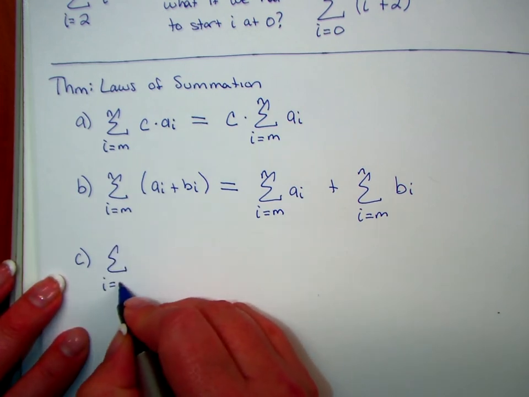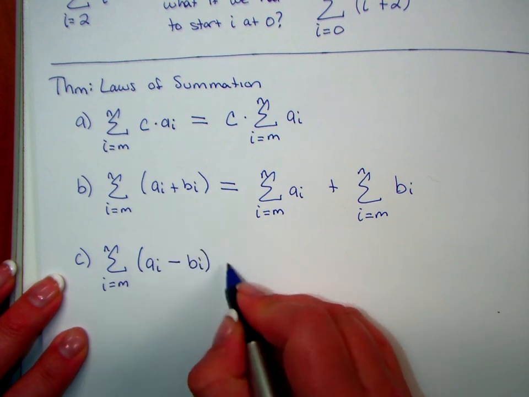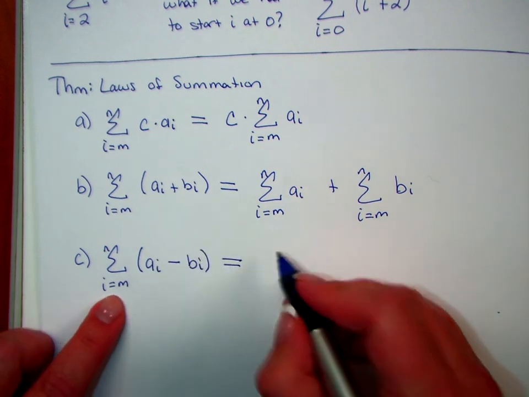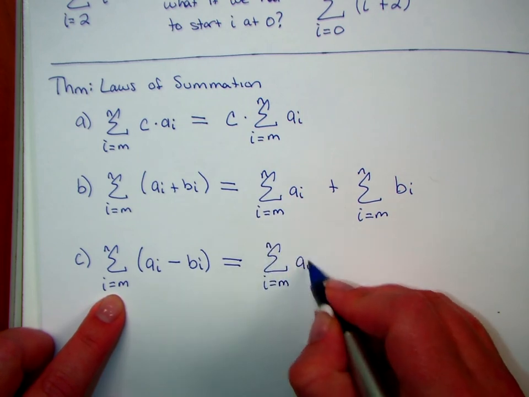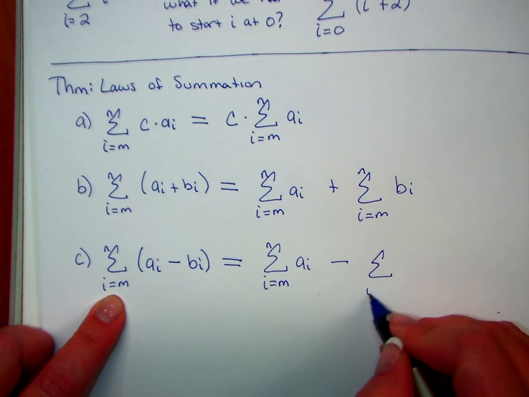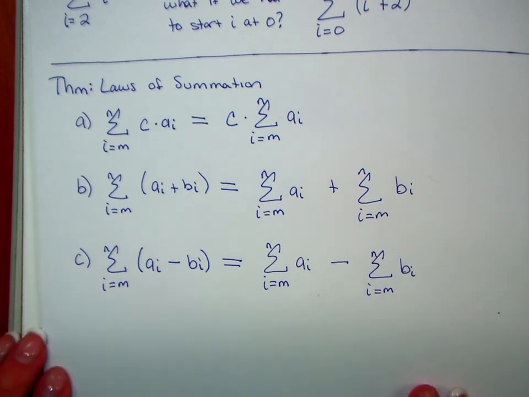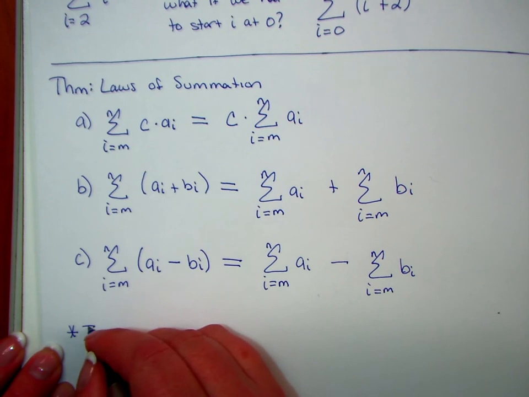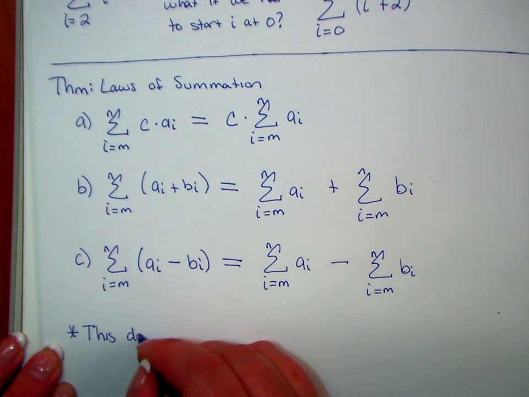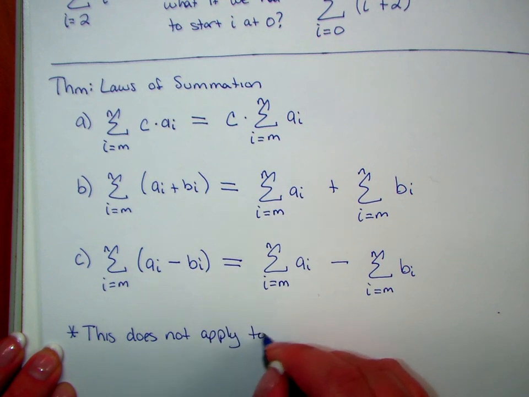So we have I equals m to n. If I had a sub I minus b sub I, I can split these up into 2 different sums. Now, there isn't a third law here. It does not work for multiplication and division, so be aware. This does not apply to multiplication and division.